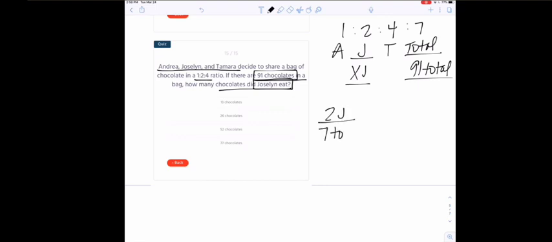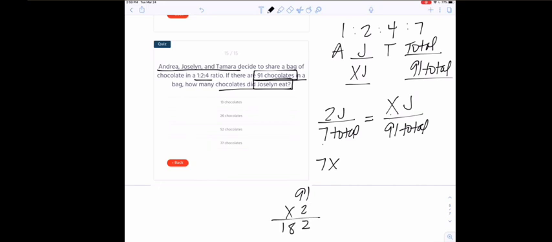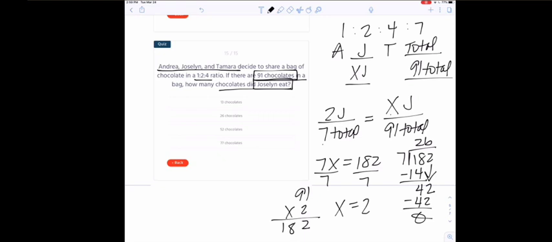Let's set up our equation. Our first fraction is our ratio. And this is equal to an unknown number of chocolates that Jocelyn eats over 91 total chocolates. So now I cross multiply. 7 times x is 7x. 2 times 91, let's work it out here. 2, 18. Now I'm going to divide by 7. 7 goes into 18 2 times. 7 times 2 is 14. 18 minus 14 is 4. I bring down the 2. 7 goes into 42 6 times. 7 times 6 is 42. I have nothing else to bring down. So x equals 26 chocolates.